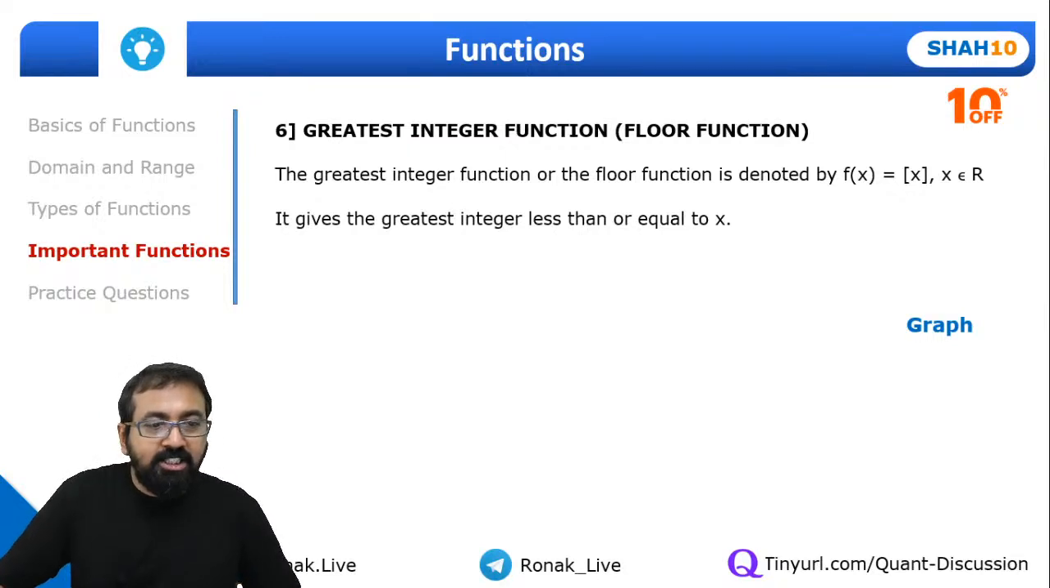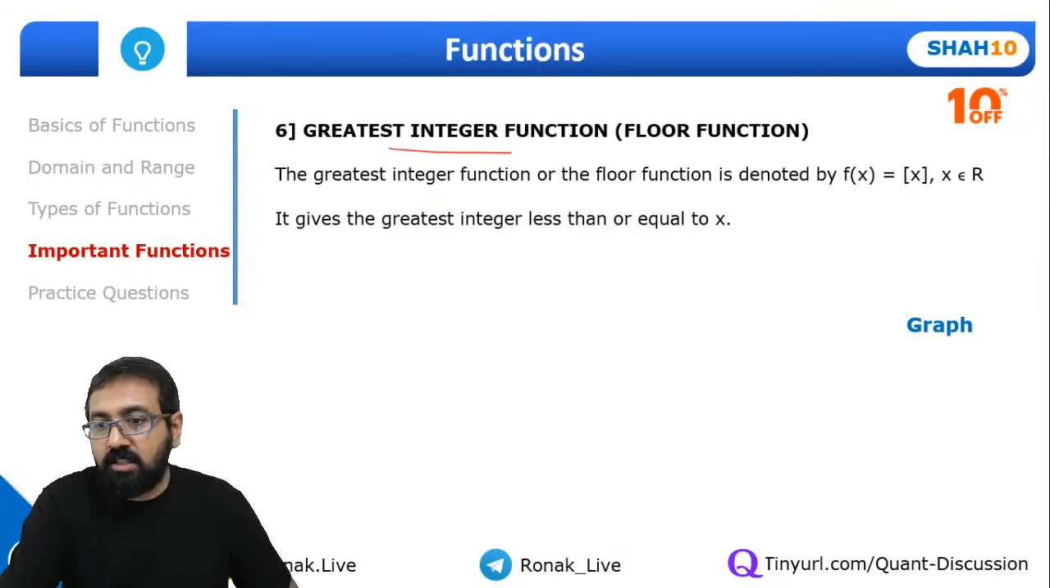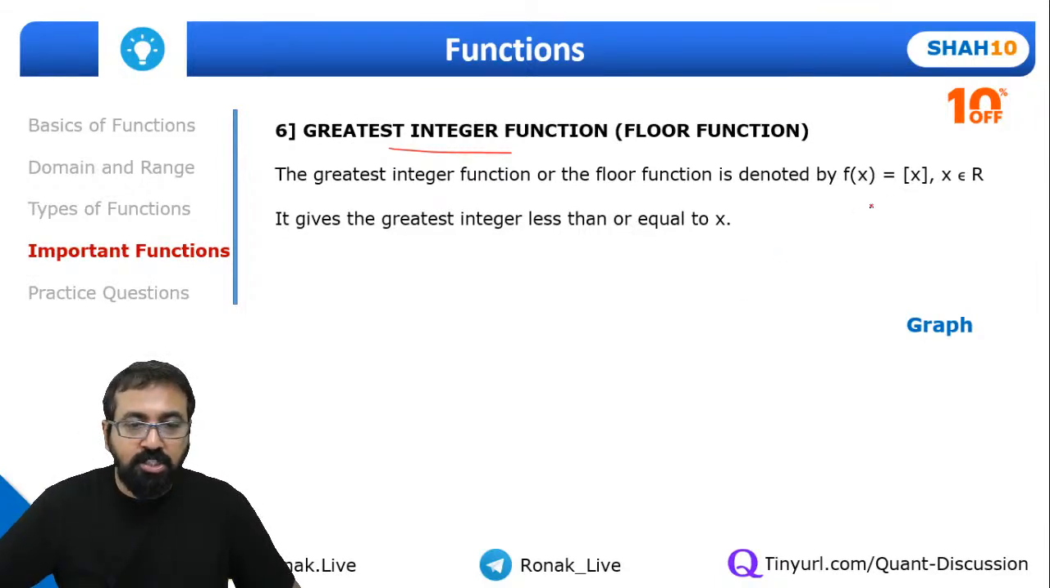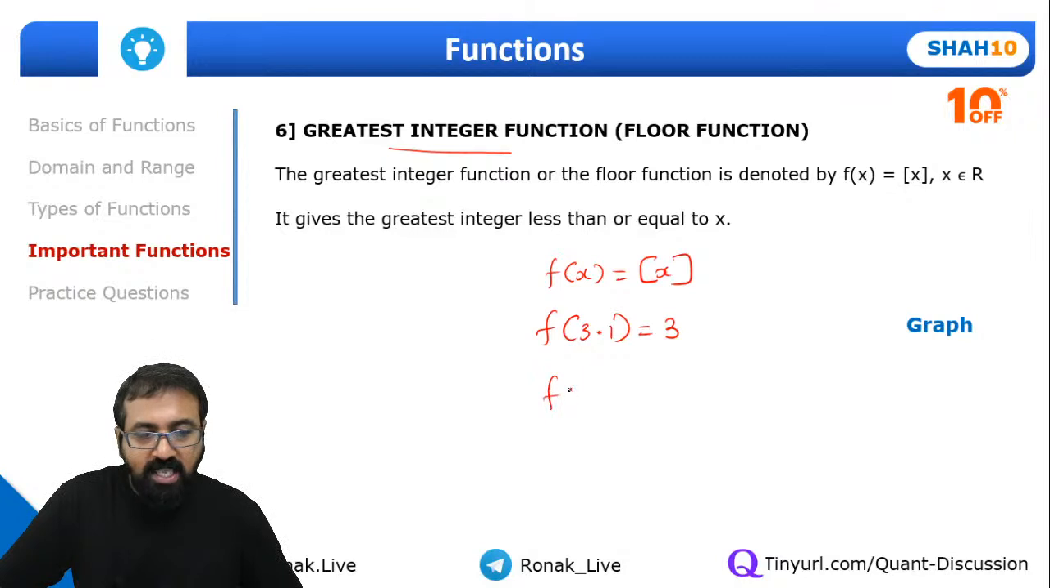Okay, greatest integer function. We have understood the greatest integer value in number system. We discussed this point, right? So let's quickly understand what the greatest integer function is. It is the greatest integer less than or equal to the given number. For example, f of x equal to the greatest integer value of x. What is f of 3.1? f of 3.1 will be 3. What is f of minus 2? If it's an integer, it will remain as it is.